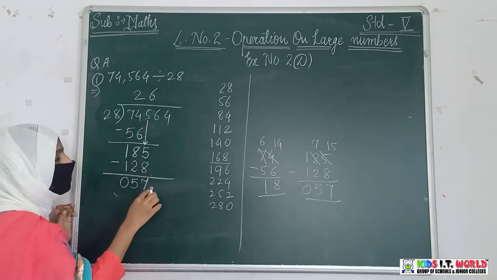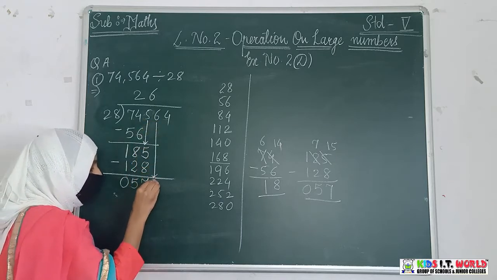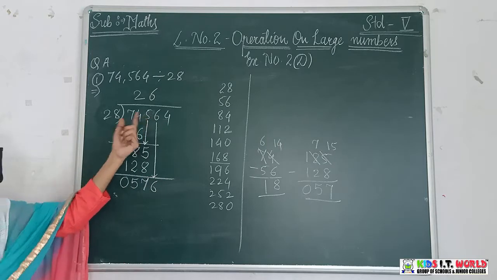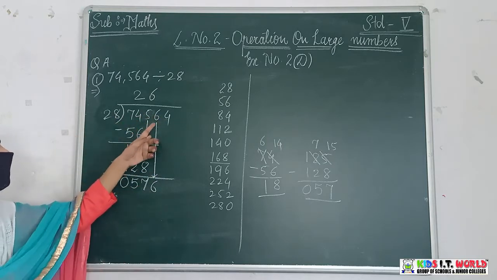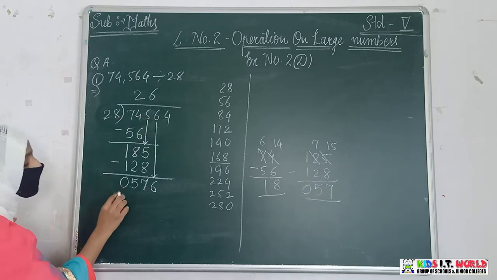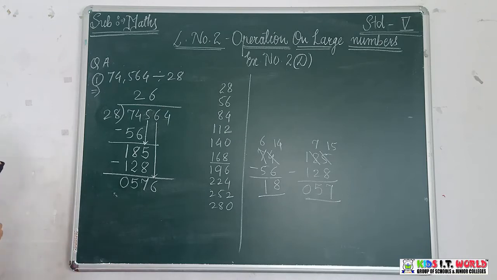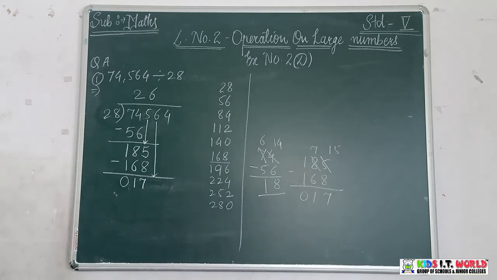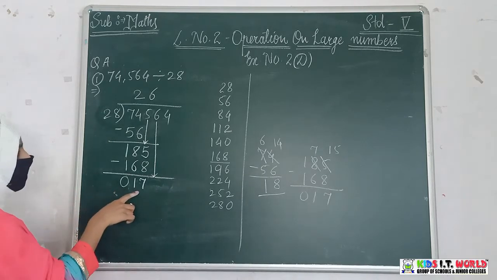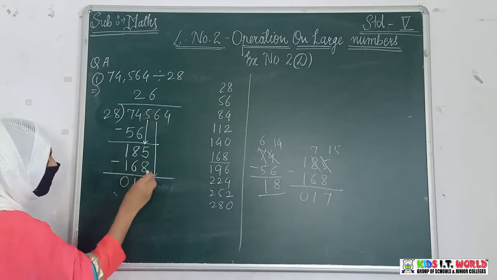Now the next number which we have to take here is 6. We are taking 6. At a time you can take one number only. You can't take two numbers directly here. Now from the third step you got the remainder 17. Now you have to take the next number, that is 6.